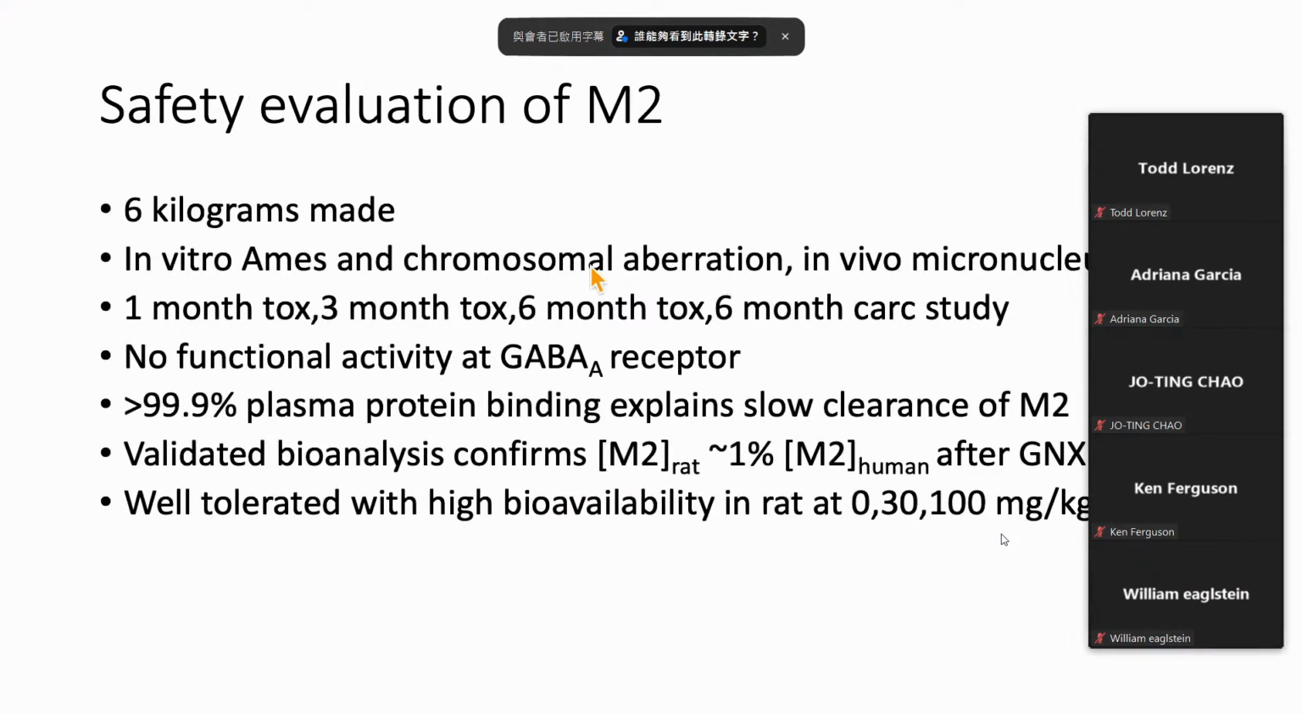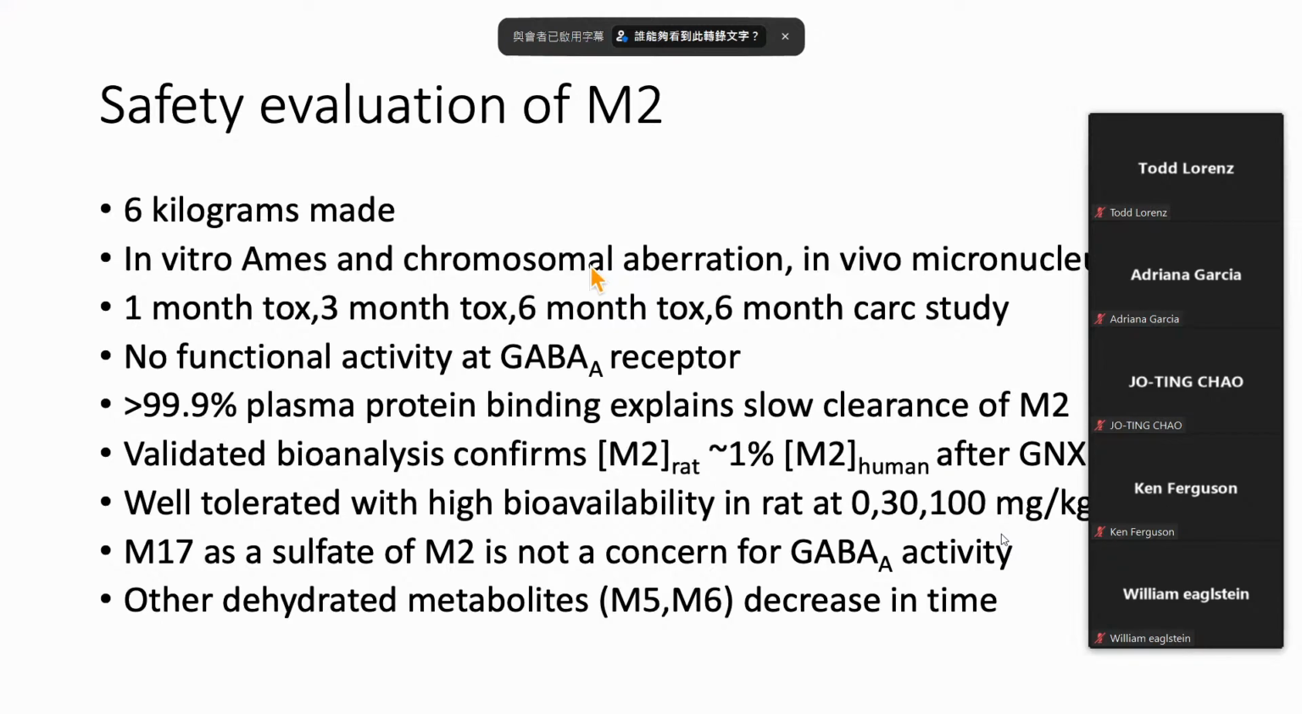The parent drug itself, the M1 metabolite, is excreted as a glucuronide into feces and doesn't show up in the circulation at all. So then a validated bioanalysis confirmed that the M2 in the rat is about 1% of the M2 in the human. And so far, in the toxicology studies, it's been well tolerated with very high bioavailability in rat at 30 and 100 milligrams per kilogram. So far, so good.